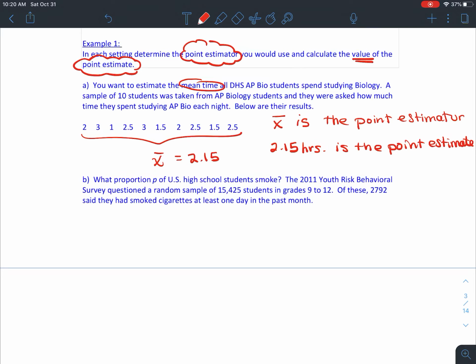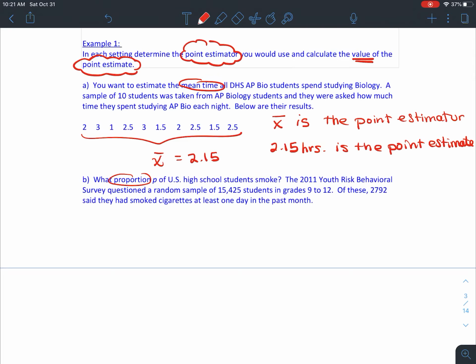Now you can see in example B, it says what proportion p of U.S. high school students smoke. The 2011 Youth Risk Behavior Survey questioned a random sample of 15,425 students in grades 9 through 12. Of these, 2,792 said they had smoked cigarettes at least one day in the past month. So you can see here that we're now focusing on proportions, not means.